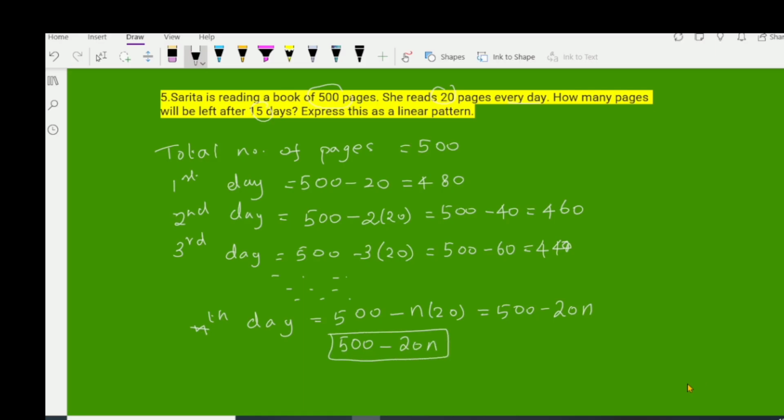And one more thing they are asking: after 15 days, how many pages will be left? So in this general expression, you need to replace n with 15. After the 15th day, she will have 500 minus 20 into 15. So 20 into 15, how much? 300. So 500 minus 300, after the 15th day she will have 200 pages left over. So after the 15th day, she will have 200 pages to read.